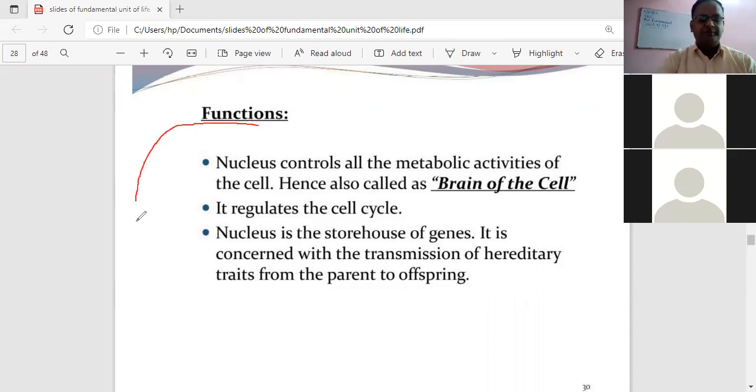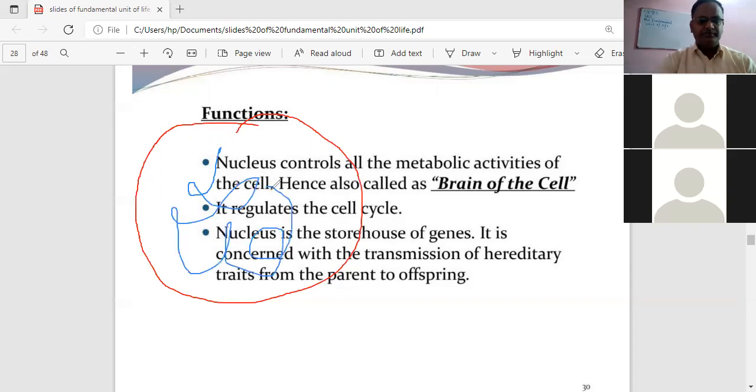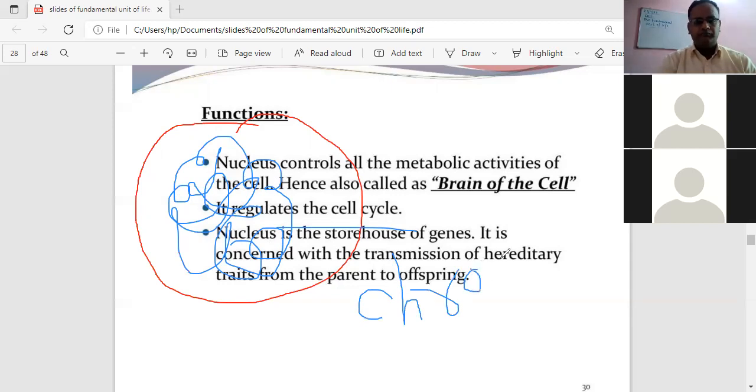Yes, Jyoti, because it is composed of the dead cells. Okay, suppose this is a nucleus. Within the nucleus, this condensed material, the condensed material within the nucleus, is called chromatin.